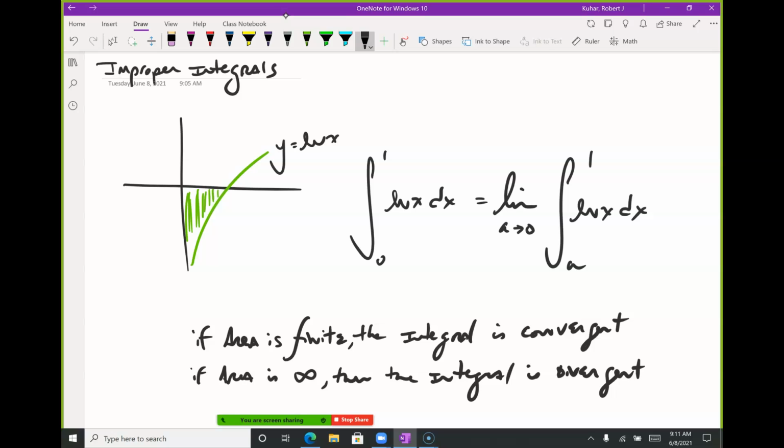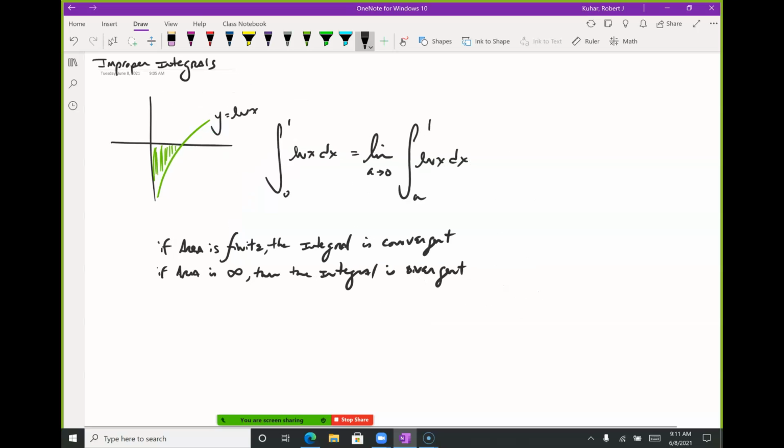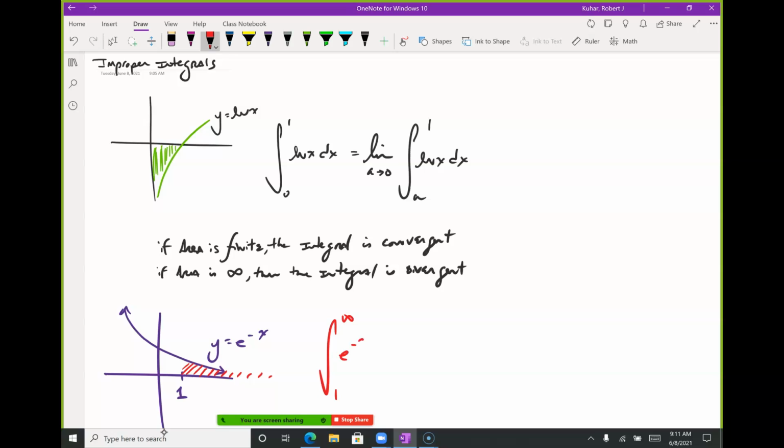So this is one of the types of improper integrals we could have. And then the other one would be where I have my area going all the way to infinity. So for example, let's just say y equals e to the minus x, from 1 to infinity. So I'm talking about this area now. And pretty clear, you can see that I'm going to be adding up that area forever. But it's easy if we do limits. So this is the integral from 1 to infinity of e to the minus x dx.